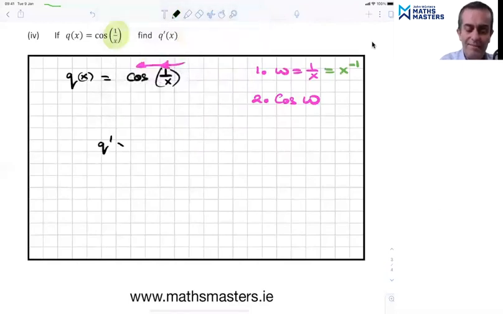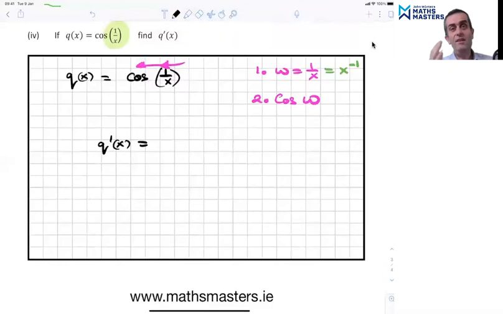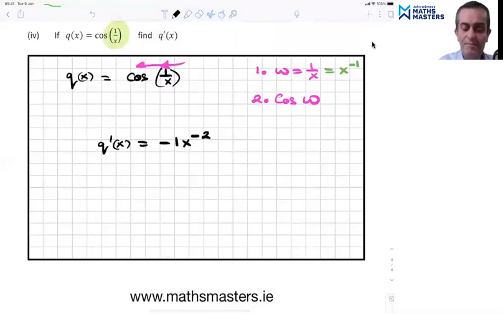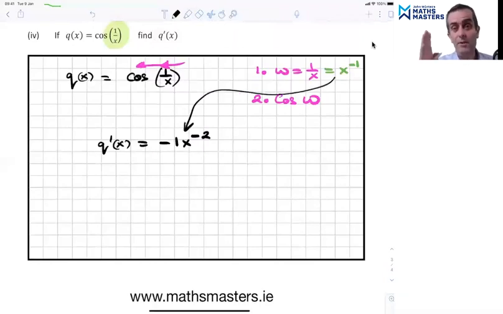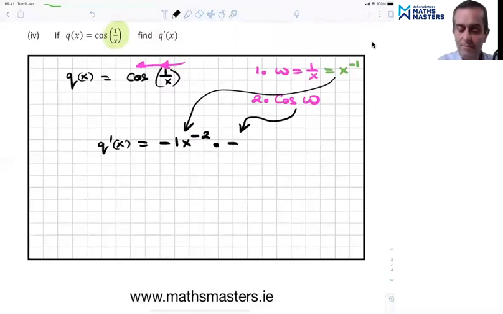So q dash x. Remember, you differentiate each of your two functions one at a time, and you multiply your answers together. So q dash x is going to be minus 1 multiplied by x to the power of minus 2. Okay, that's differentiating x to the power of minus 1. Bring the power down in front and reduce the power by 1. Then I multiply by what I get when I differentiate cos. Now, if I differentiate cos x, I get minus sine x. So if I differentiate cos w, I get minus the sine of w.